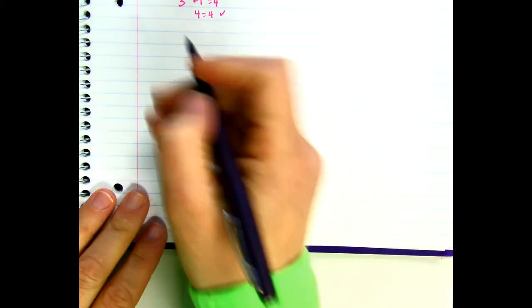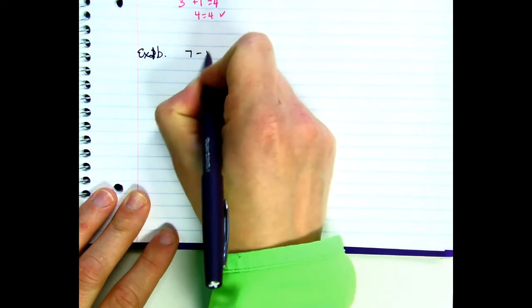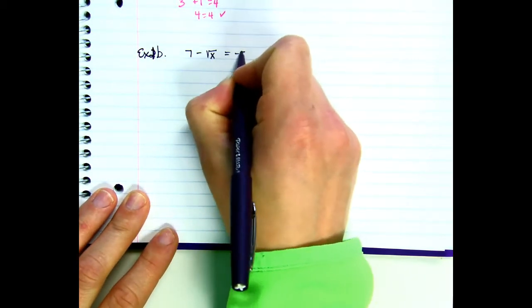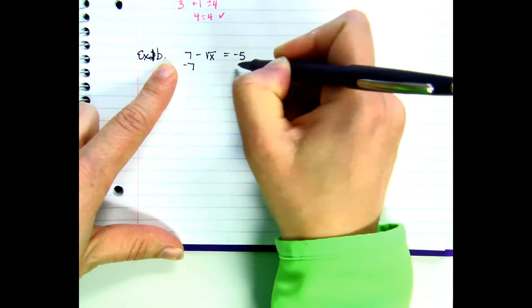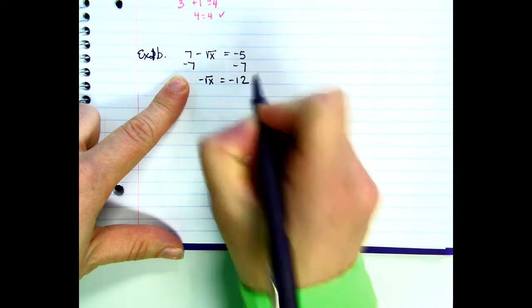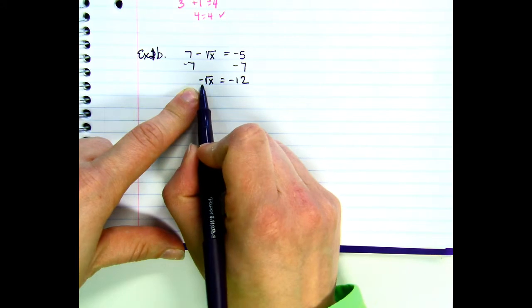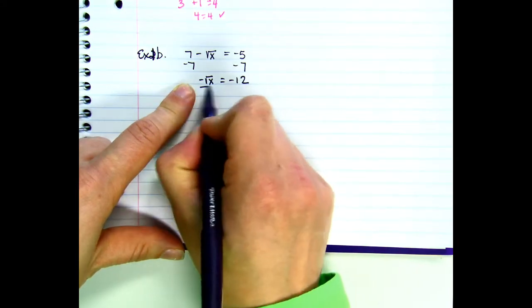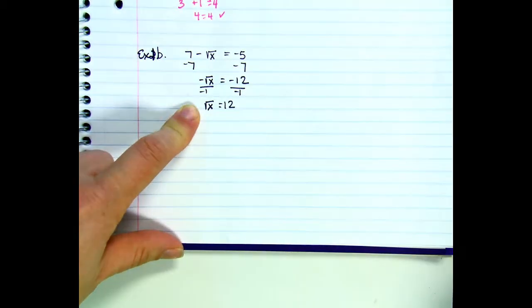Okay, let's do another quick example. Actually, let's call this 1b. If I have 7 minus the square root of x equals negative 5. Let's see what I'm going to do here. So I'm going to start off by subtracting 7 from each side. So the negative square root of x equals negative 12, which means if it's the opposite of the square root of x equals negative 12, if I divide each side by negative 1, I get the positive square root of x equals positive 12.